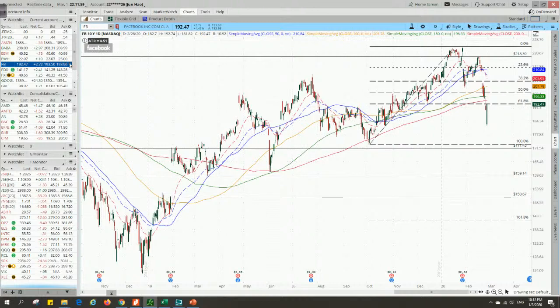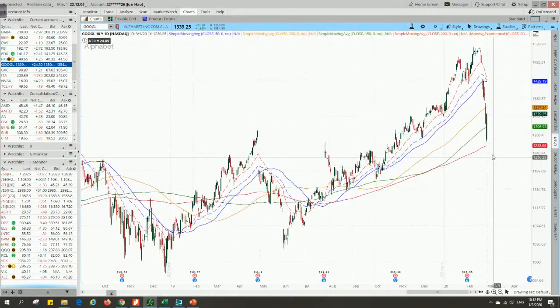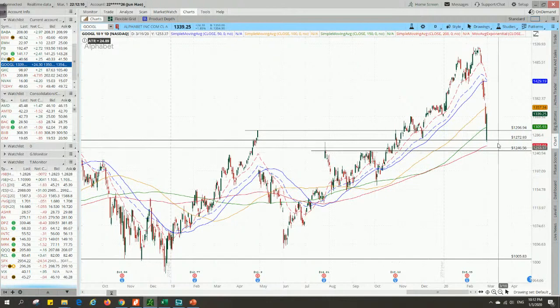Okay, so Facebook and then Google. Google is still quite expensive personally. Yeah, but once again you see that these are the key levels for Google, and yeah, it dipped to the 1,200 level, and then now it is at the $1,300 level.